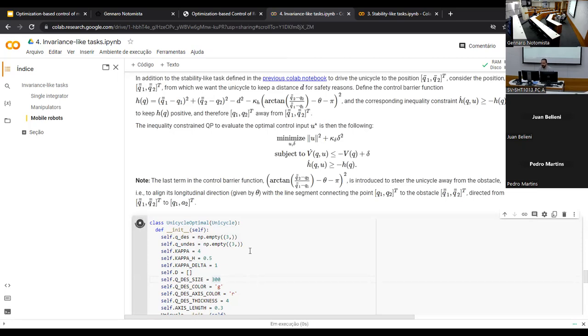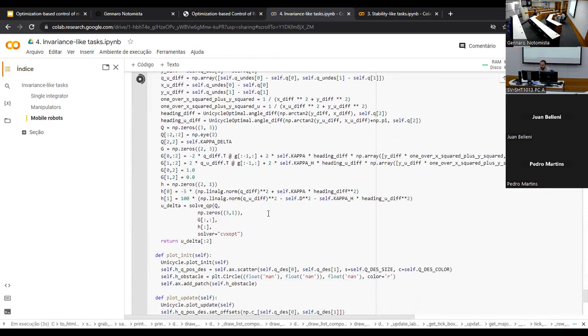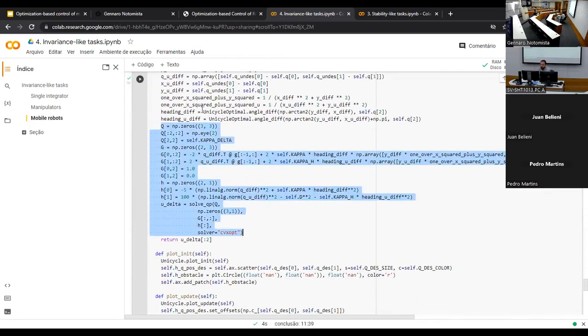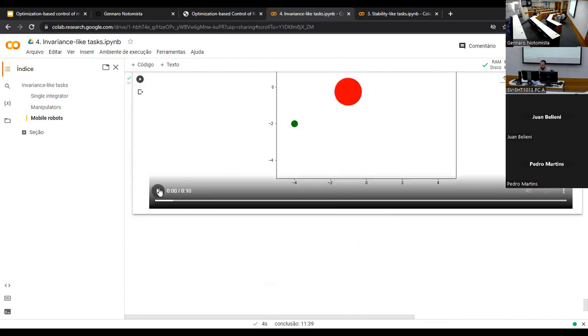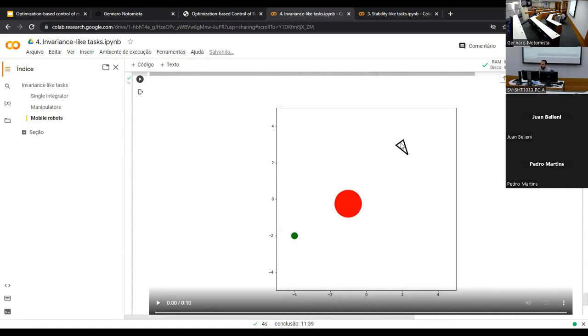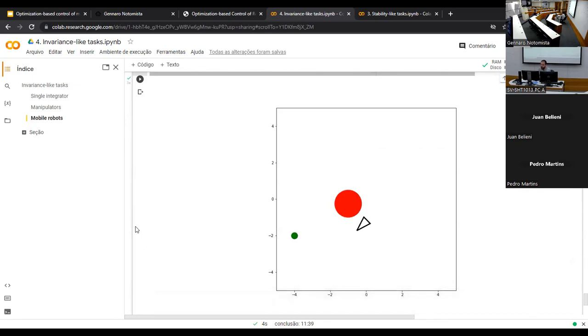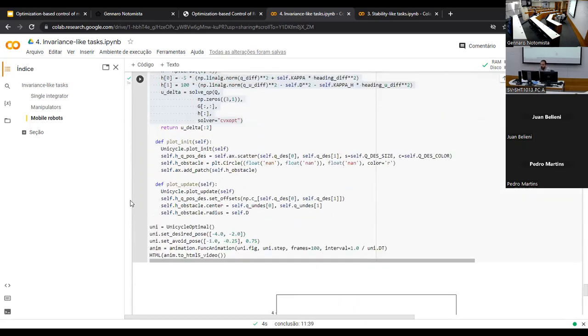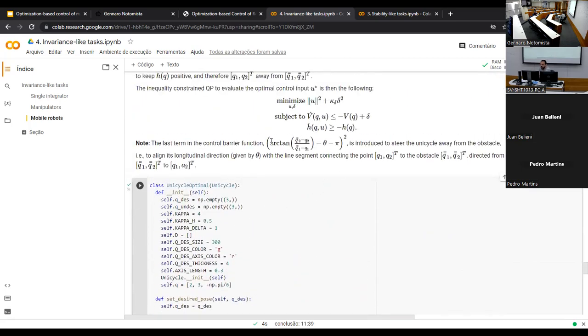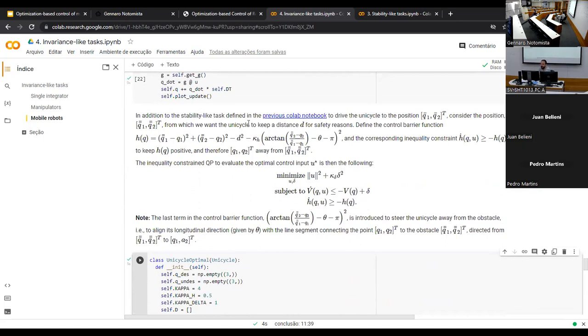So that's it. And the simulation, as computed here: we start at this point, with this orientation, and we want to get to this point, avoiding it. So basically we get this steering, where the steering is somehow given by the third part of the control law, like your angle should be pointing away from it.